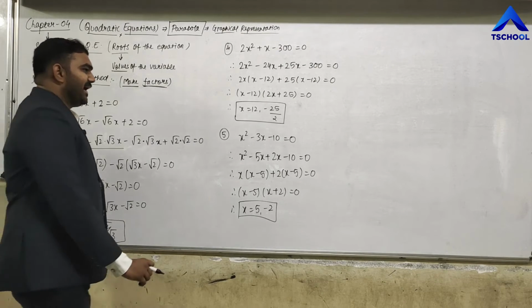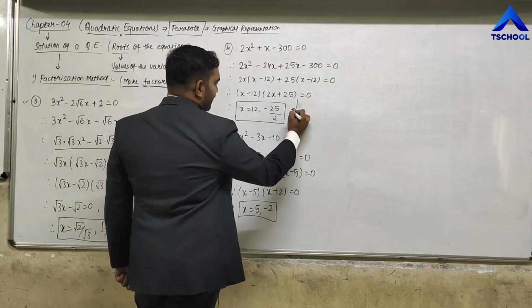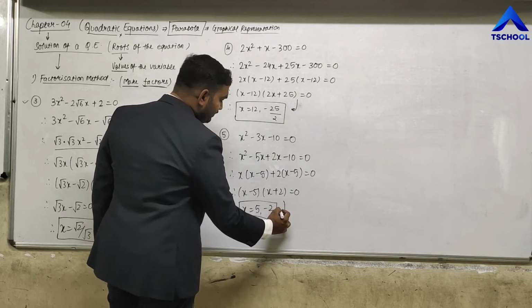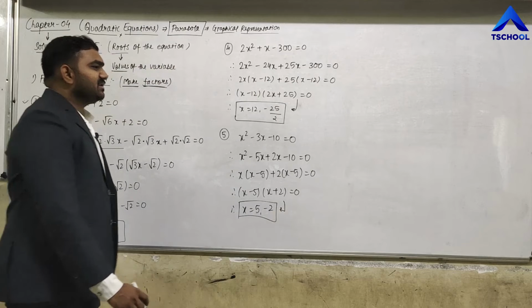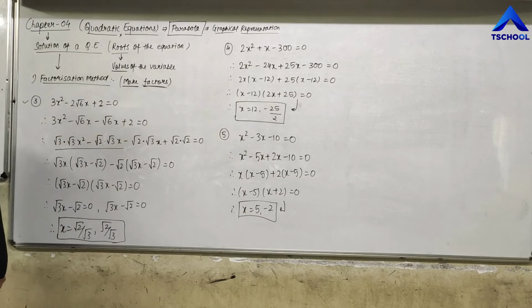See friends, you can directly write it down like this also from here. I have skipped a step from this, that x minus 12 equal to 0 and 2x plus 25 equal to 0. That means x equal to 12 or minus 25 by 2, and here also 5 and minus 2.